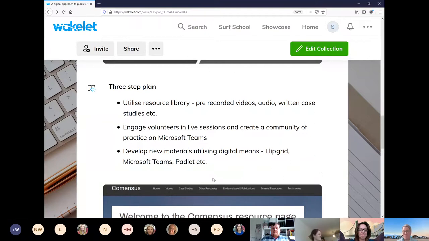I think we've about 25 of our volunteers currently set up on university accounts, and there's nothing quite like explaining to somebody over the phone how to download Microsoft Teams and sign in. But it's been really exciting.